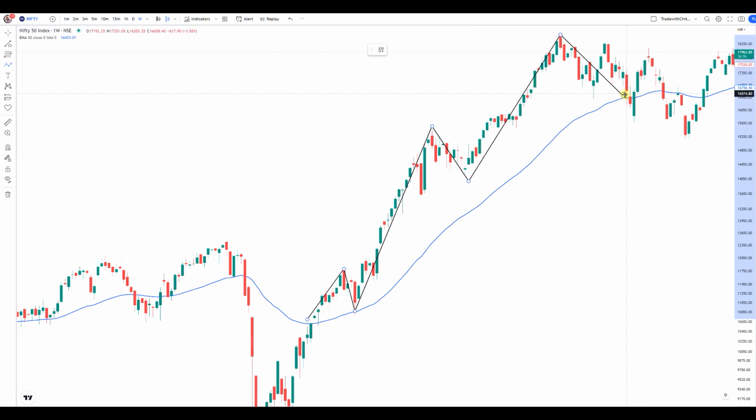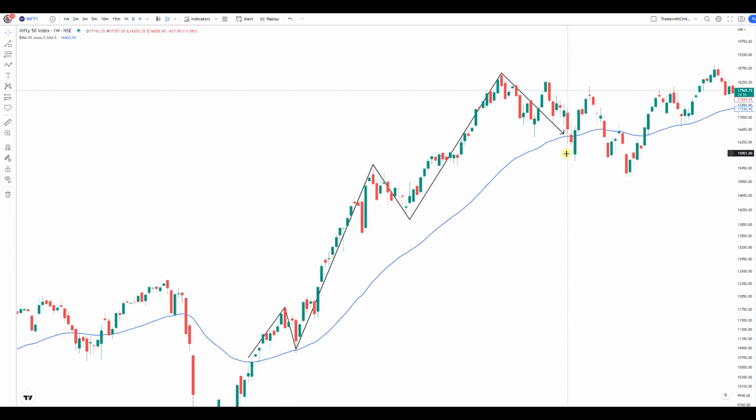We should be very careful if we are entering near the EMA. In that case, you should wait for the green candle if you are entering exactly at the EMA. See what happens here. Price came near the EMA and after that this red candle broke the EMA. So we have to wait for the green candle if we are entering the long trade. Okay.